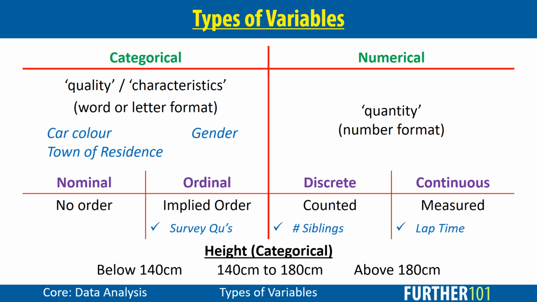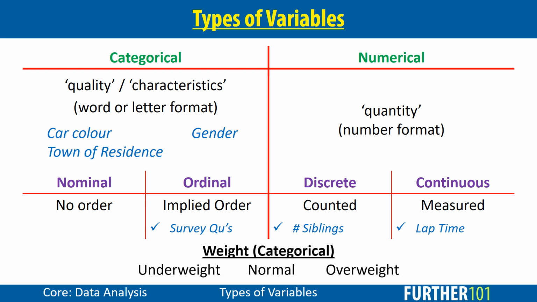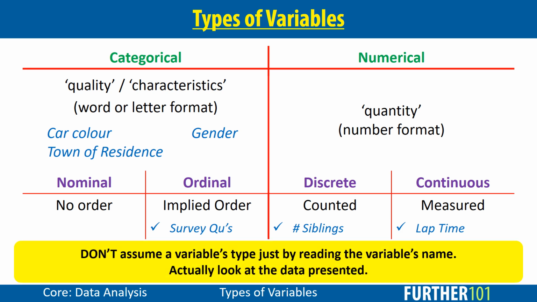Alternatively, a more general label may be used for each group without specifying what range of values would fit into each group. For example, a person's weight may be described as underweight, normal, or overweight without any indication of what weight values fit into each group. The key is not to assume a variable type just by reading the variable's name, but to actually look at the data provided or the explanation of the variable provided.